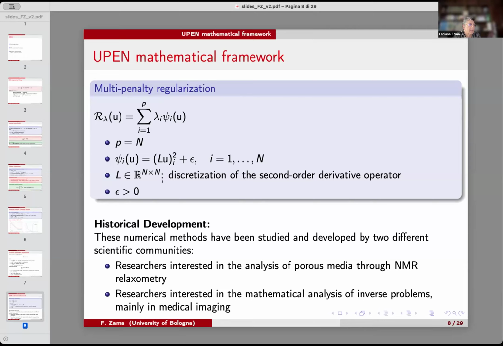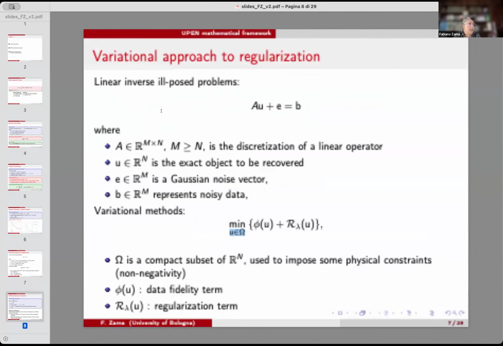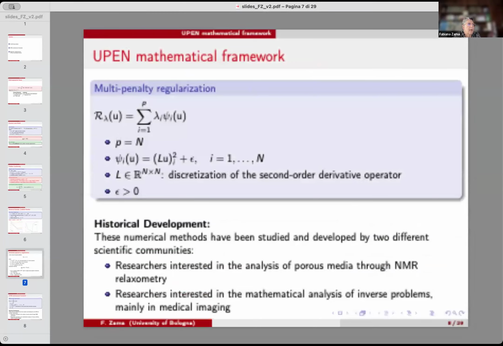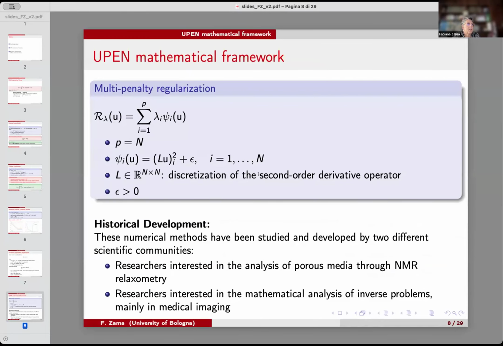This epsilon term is positive to guarantee that these regularization functions are never equal to zero. They are positive, and the number of terms is exactly equal to n, where n is the dimension of the solution. This is how we can represent the regularization, let us say, in UPenn language.